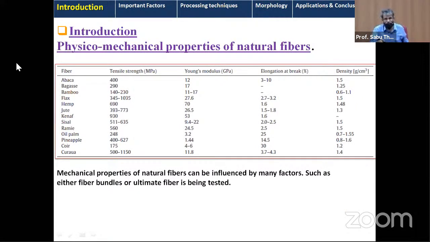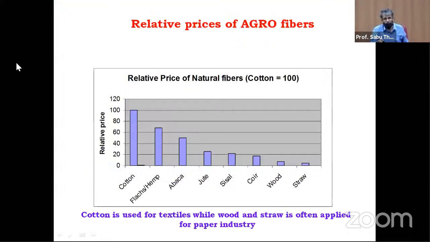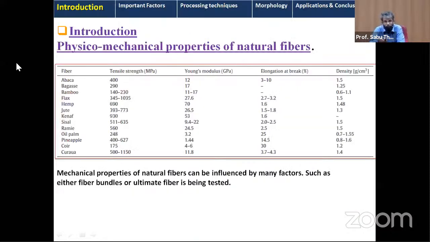The next slide, what I want to show you is what is the price of this material? If you take cotton as an index of 100, you will find that these materials are relatively inexpensive. Look at straw, look at wool, look at coir, they're all inexpensive. And if you make a comparison with glass fiber, the synthetic counterpart and competitor of natural fiber, you will find natural fiber is much cheaper.